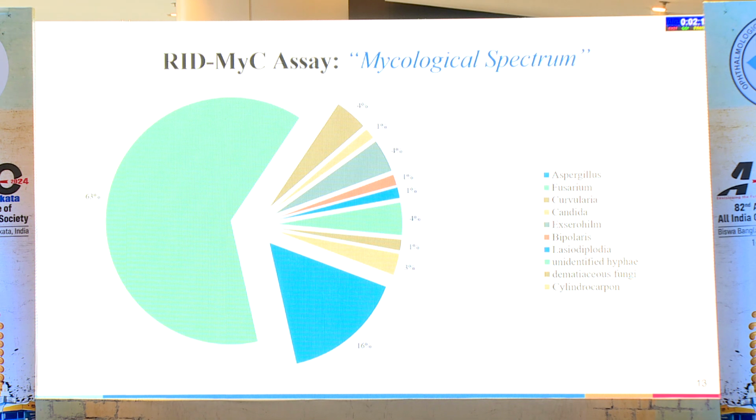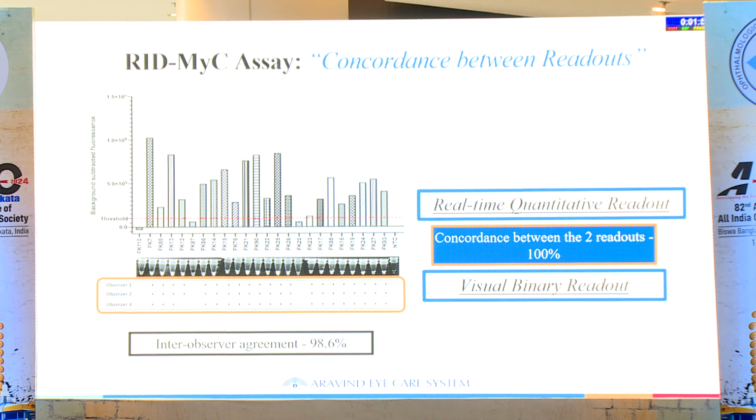Here we show the mycological spectrum of the assay. This data demonstrates the assay's versatility and ability to accurately identify a wide range of fungal species. The visual and real-time readouts were in perfect alignment with 100% concordance. Additionally, the inter-observer agreement for visual detection among the 3 observers was 98.6%.